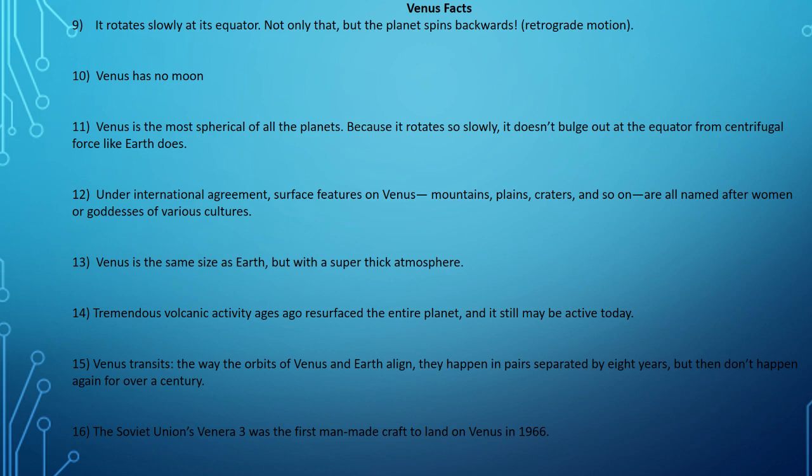Venus transits depend on the way the orbits of Venus and Earth align. They happen in pairs separated by 8 years, but then don't happen again for over a century. The Soviet Union's Venera 3 was the first man-made craft to land on Venus in 1966.